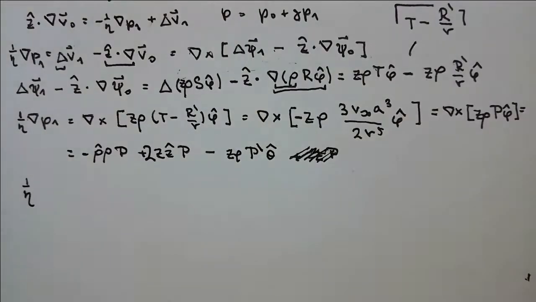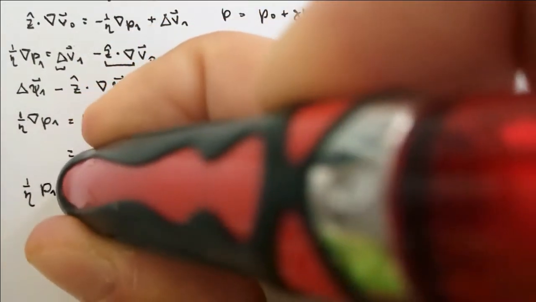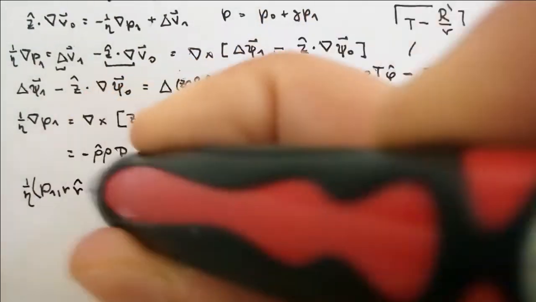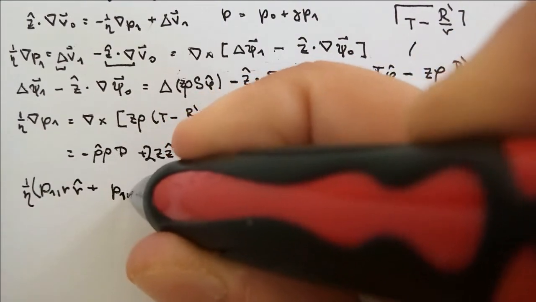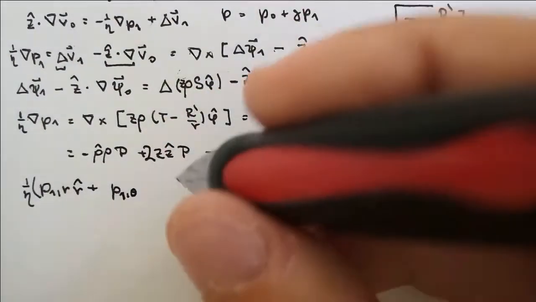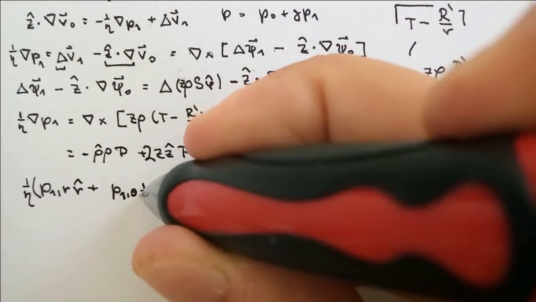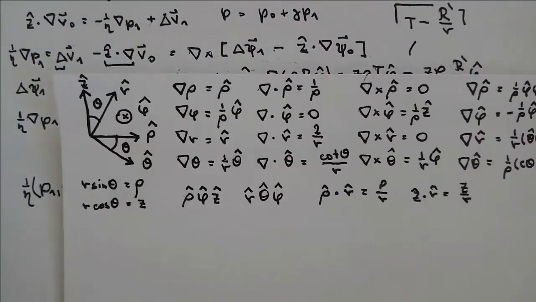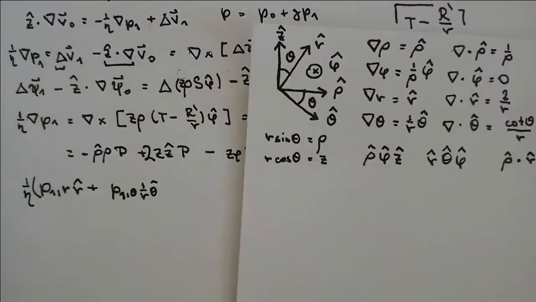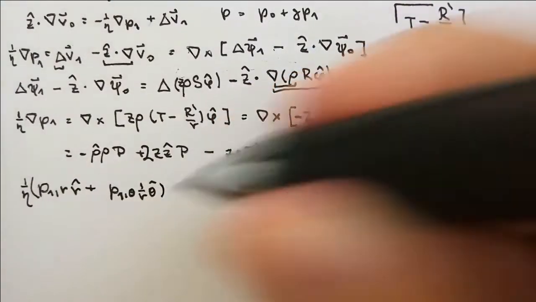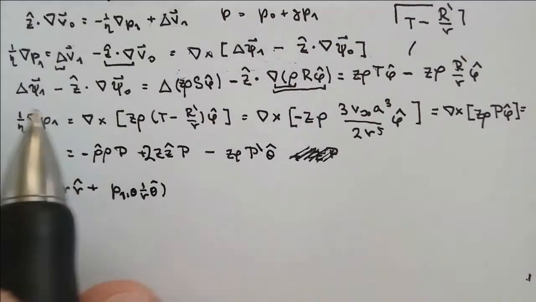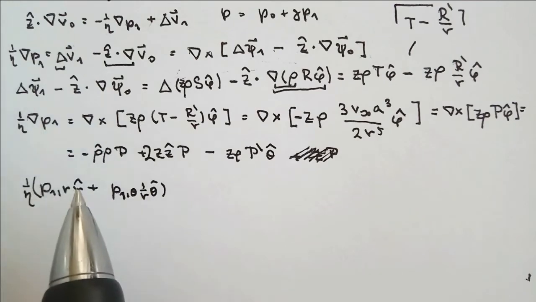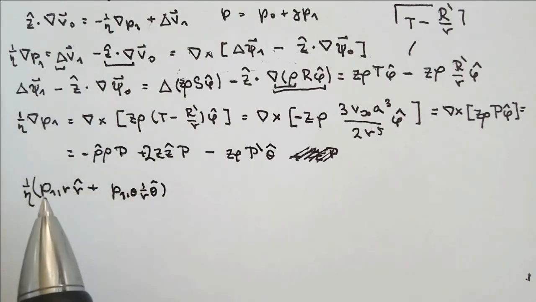1 over eta is gradient of P is P1 with respect to R times R hat plus P with respect to P1 with respect to theta times gradient of theta, which is 1 over R theta hat, as you know from this expression. So this is going to be this, and this should be this expression. So if this is true, it's true for every component.